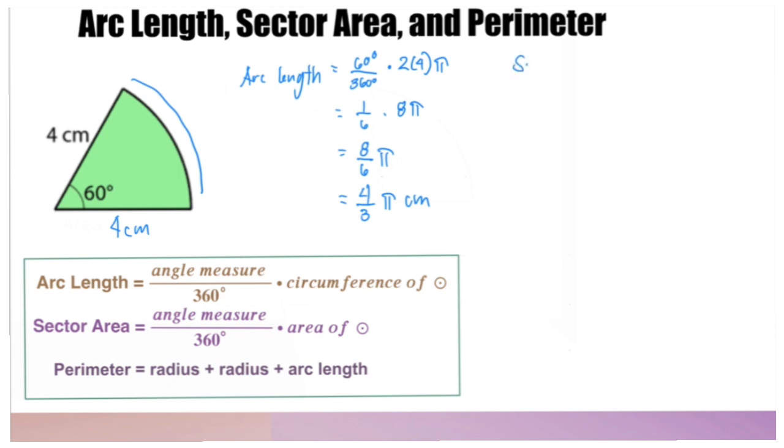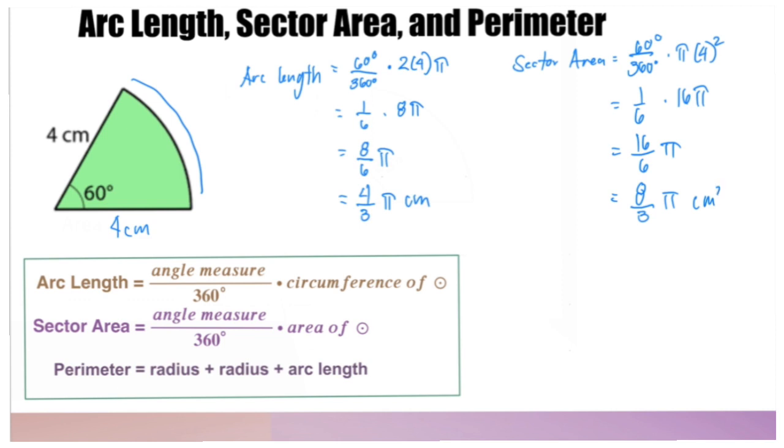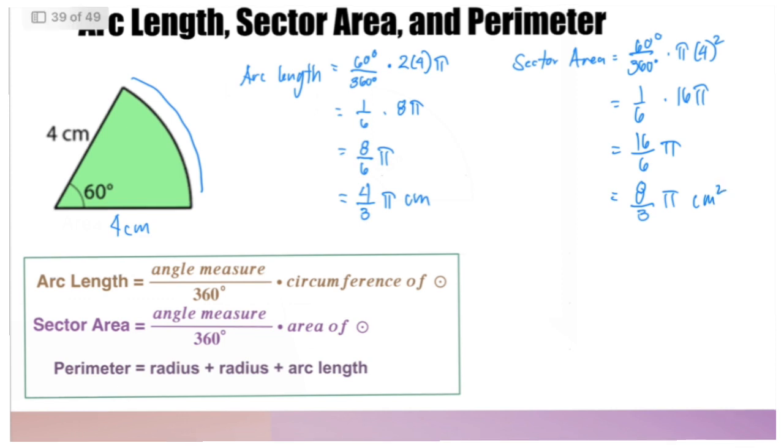Next, let's go with sector area. Same formula, 60 divided by 360, but now we have pi r squared, so pi, and the radius is 4 raised to 2. This one will be 1 over 6. 4 squared is 16 pi. Then you'll have 16 over 6 pi. Simplifying this, you'll have 8 over 3 pi square centimeters.